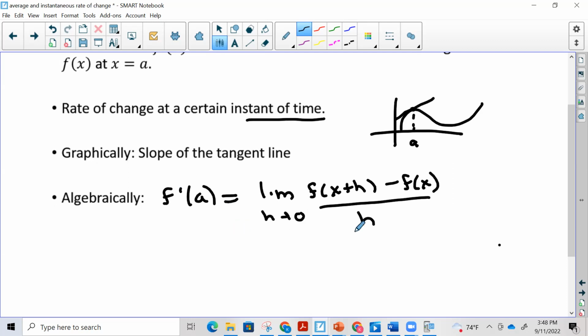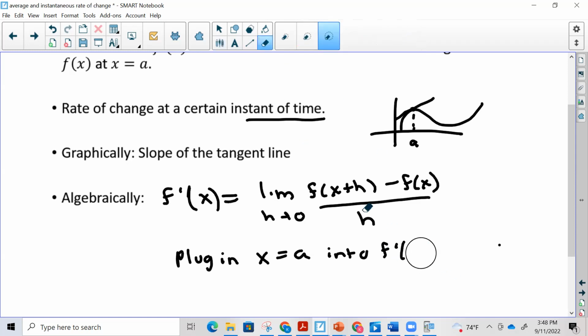And for now, to find the derivative, we use that difference quotient, where it's the limit as h approaches 0 of f of x plus h minus f of x over h. And then once we find this function, we will plug in whatever x value they give. So then we would plug in x equals a to our derivative once we calculate it.